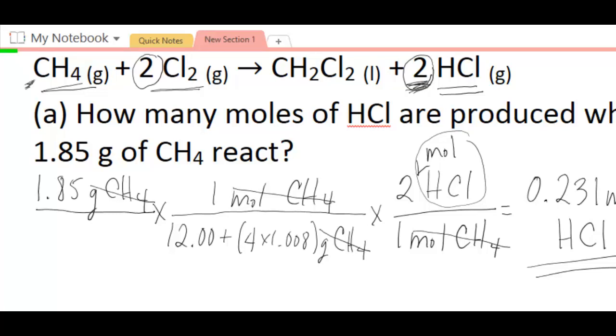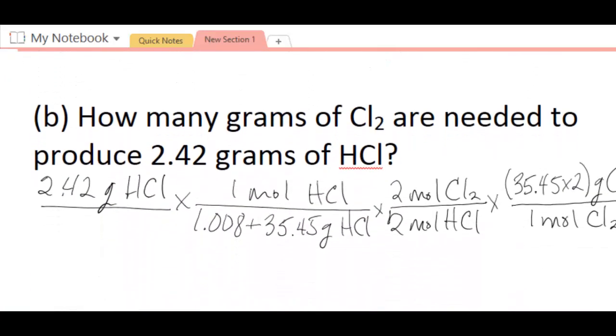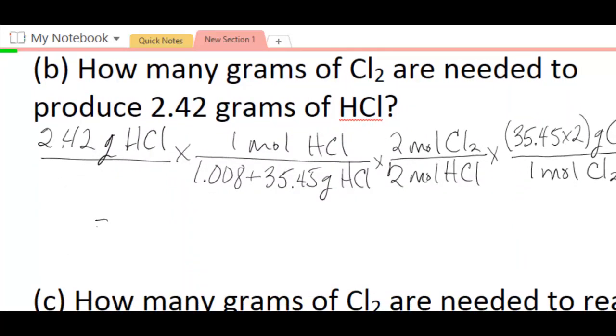And then the last thing you need to do here is take the molar mass of the chlorine gas, which is 35.45 times 2 grams of chlorine gas, and divide that by 1 mole of chlorine. If you go ahead and do the math there, what you're going to end up with is 4.71 grams of chlorine gas, and that is what you're asked to solve for.